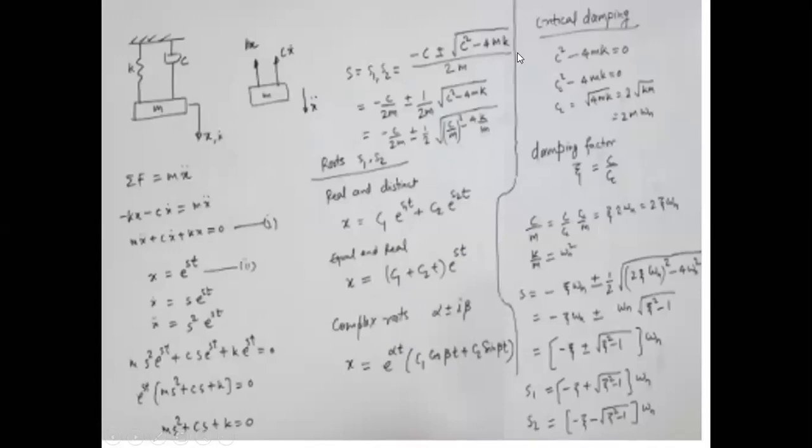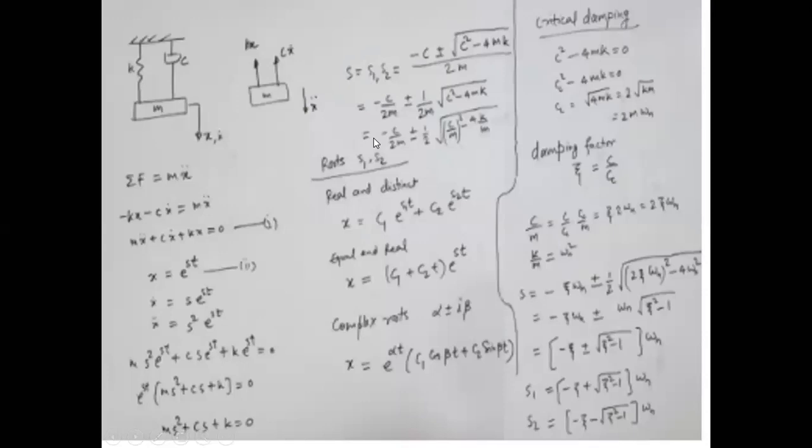What is zeta here? Now, let us go through this small derivation so that you will see that S1 and S2 are written in terms of zeta. How is that done? Right now, S1 and S2 are in terms of C by 2m plus or minus 1 by 2m under root C square minus 4mk. But now, these same two equations, the equation for S1 and the equation for S2.